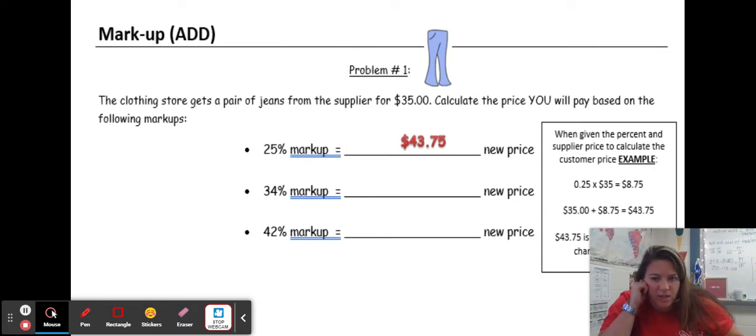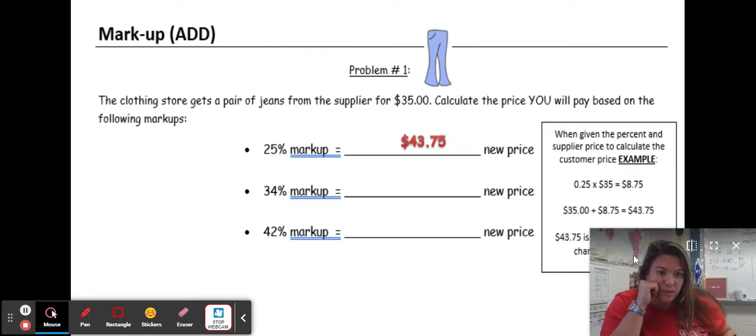All right, everybody. Now we're going to talk about something called markup, which is very similar to tax, tip, and discount, except this is when a store buys it from a supplier and then wants to charge you more to make money on that. So a clothing store gets a pair of jeans, here's an example, from a supplier for $35. And now we're going to calculate the price you would pay if they wanted to mark it up 25%.